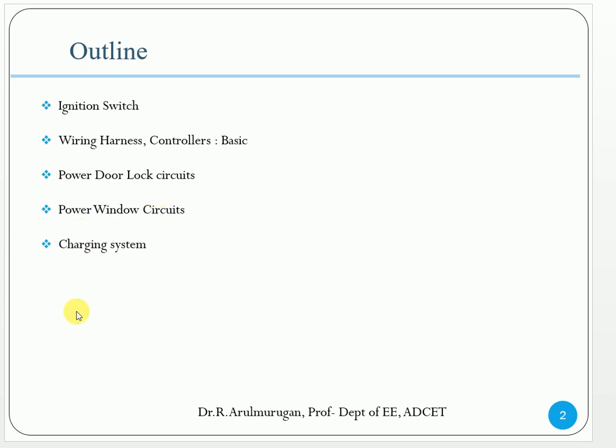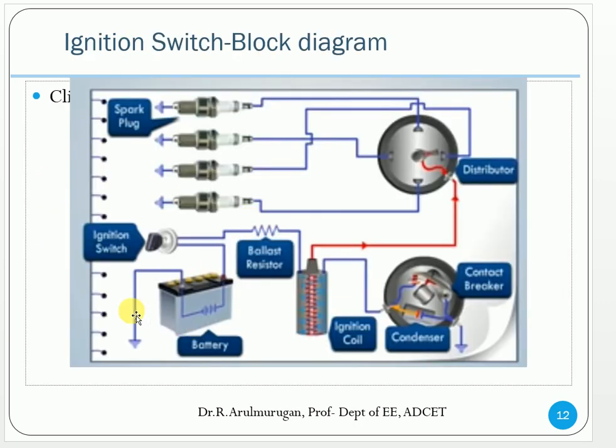The next one is the charging system. What is a charging system? In an automobile, the major component is the battery. From the battery, current passes to the ignition switch, to the ignition coil, to the spark plug. The spark is created from the source of the battery, so the battery plays the main role.